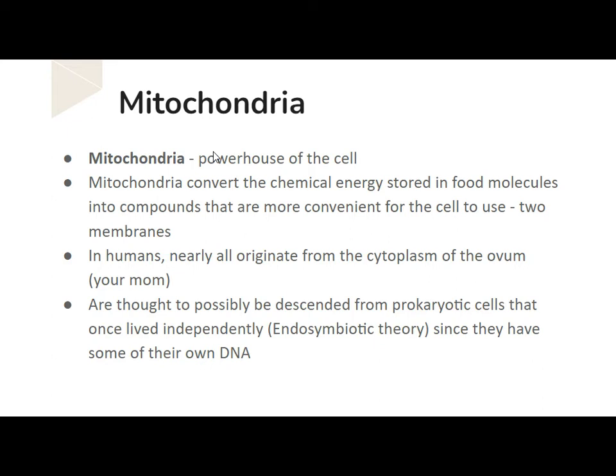Mitochondria also has two membranes. And in humans, nearly all of our mitochondria originate from the cytoplasm of the mom's egg. So all the mitochondria that you have in your body duplicate themselves from the egg cell from your mom, because when the sperm comes and fertilizes the egg cell, a lot of that sperm is broken down, it just gets to the DNA, and the chromosomes join together, and then mitosis occurs from there. So most of the mitochondria that you have comes from the cytoplasm in your mom.